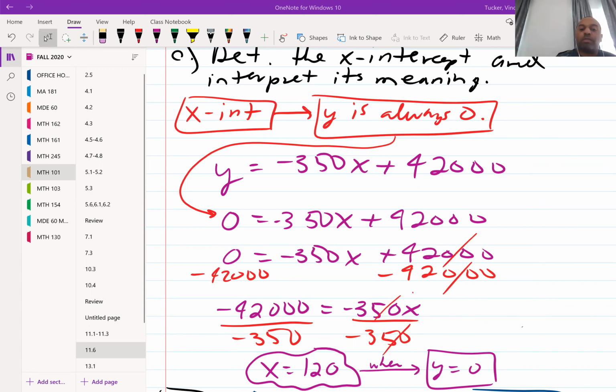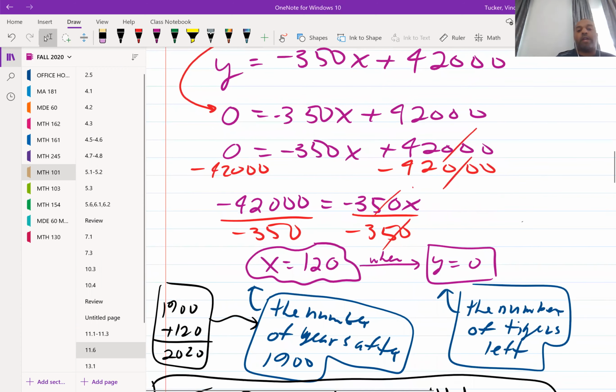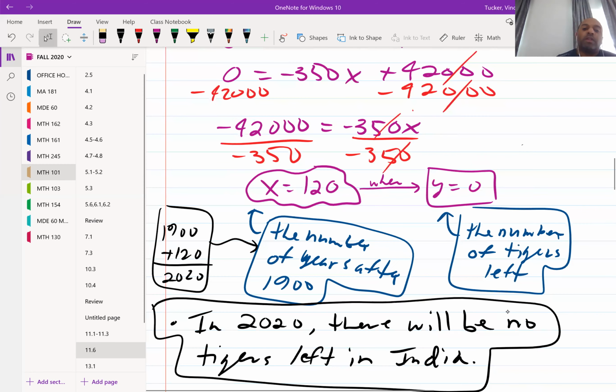All right. And so the number of years after 1900 is what x represents. And the number of tigers left is what y represents. So add 120 to 1900. That's 2020. It says in the year 2020, there will be no tigers left in India, according to this equation.